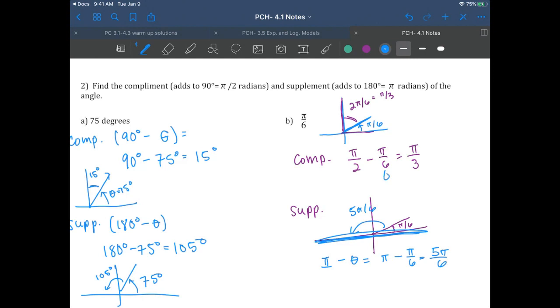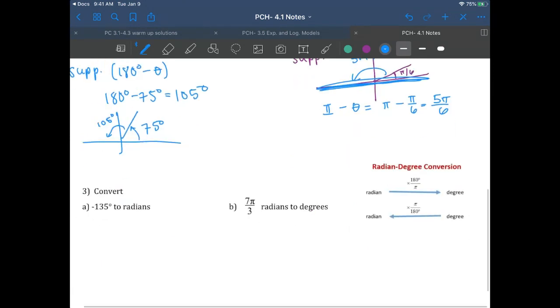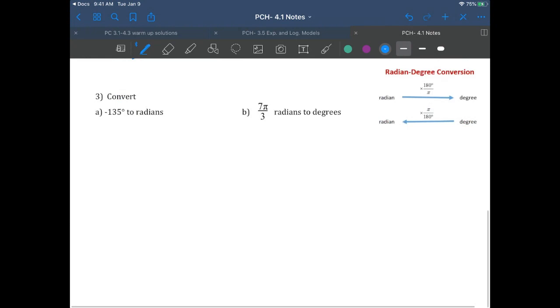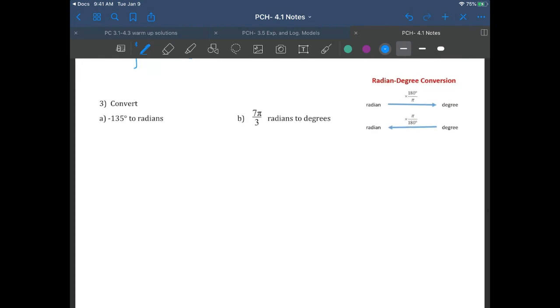Okay. All right. We're going to convert degrees to radians and radians to degrees, and I gave you a little image over here. If you're in chem, then you're going to do a lot of unit conversion. This is the same, okay? So we're going to take negative 135 degrees, and we're going to convert to radians.